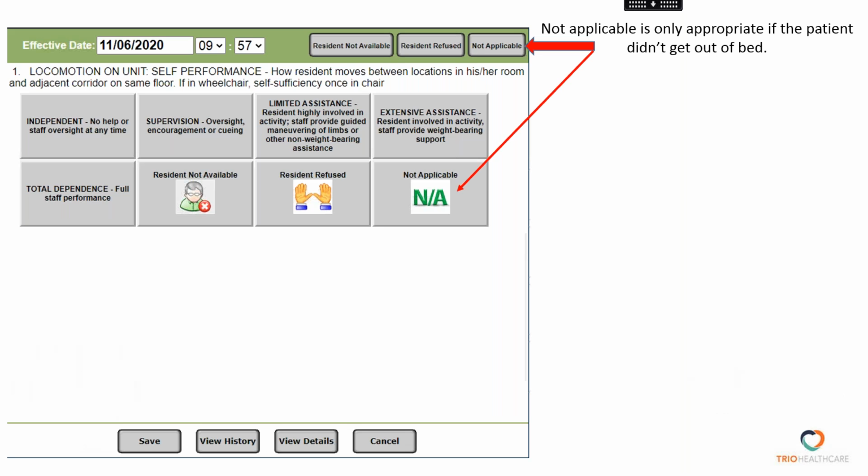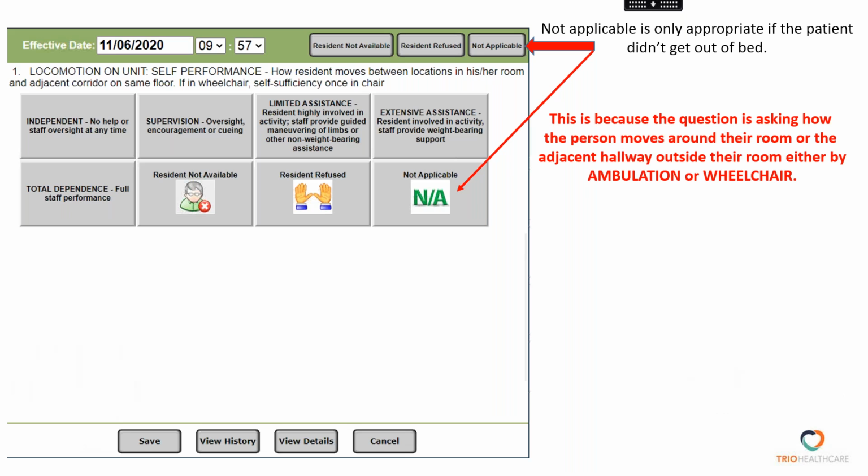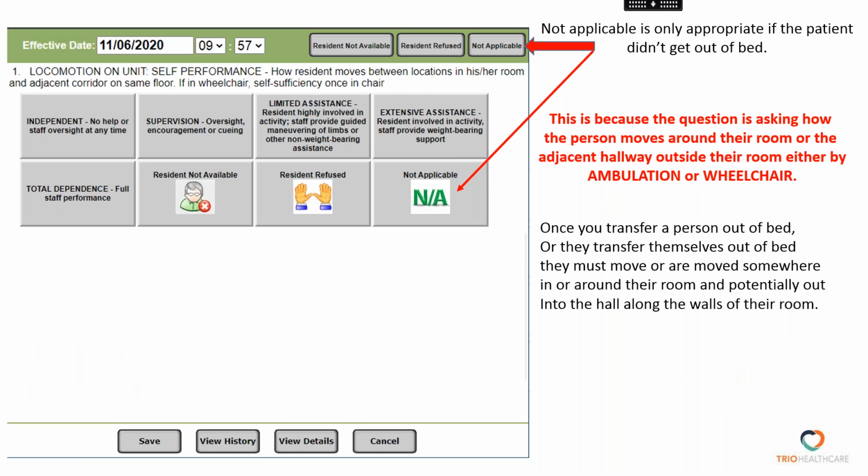The only time that not applicable would be appropriate is if the patient didn't get out of bed. This is because the question is asking how the person moves around their room or the adjacent hallway outside the room, either by ambulating or wheelchair. Once you transfer a person out of bed or they transfer themselves out of bed, they must move or are moved somewhere in or around their room and potentially even out into the hallway along the walls of their room.